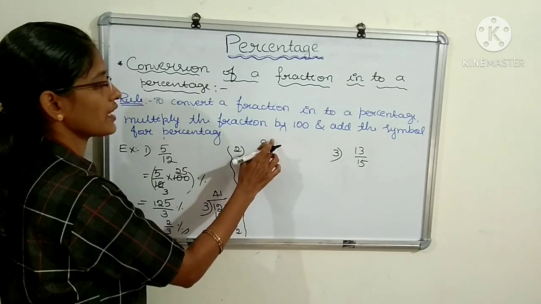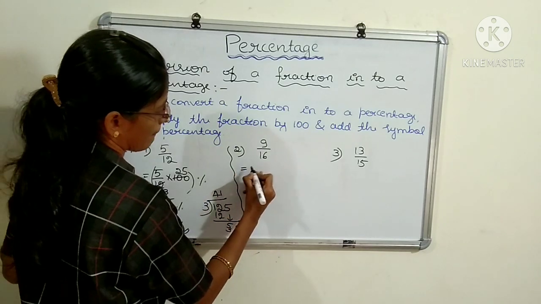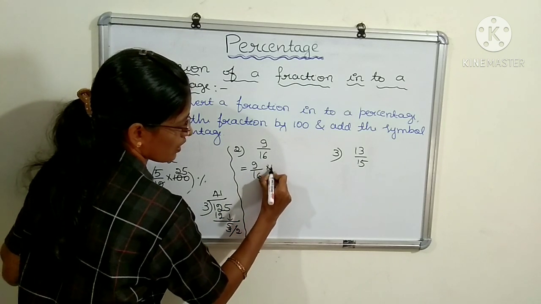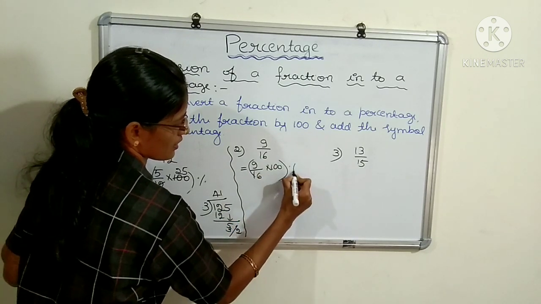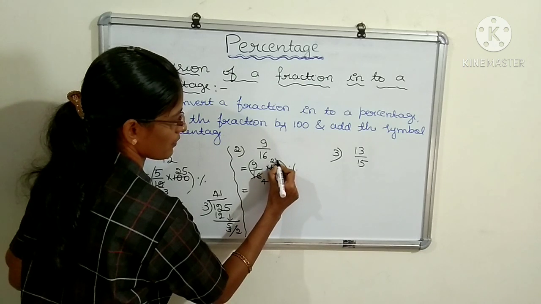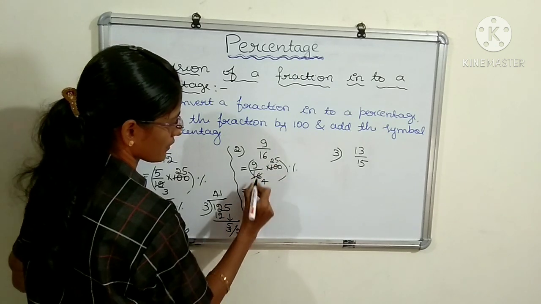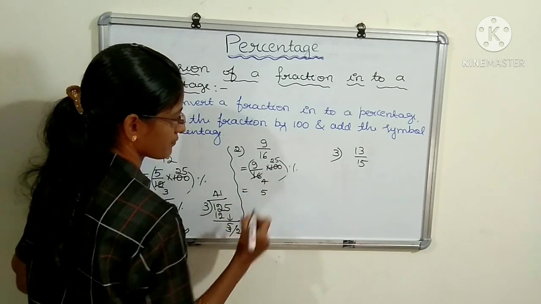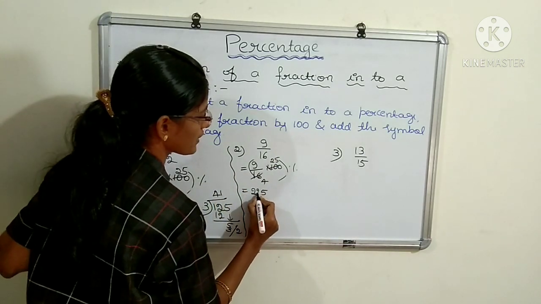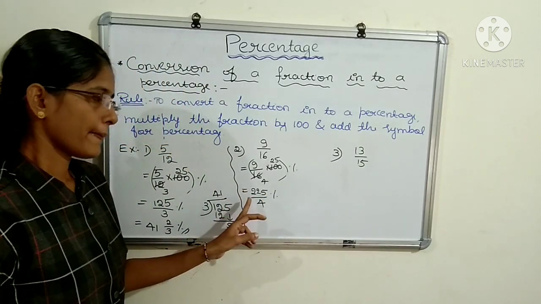Second example. Here 9 by 16. This fraction we must convert to percentage form. What must we do? 9 by 16 into 100, with the percentage symbol. Here 4 4s are 16. 4 25s are 100. Then any number we cannot cancel here. Multiply. Here 9 5s are 45, 9 2s are 18, 18 plus 4 is 22. 225 by 4 percentage. Again this is an improper fraction.